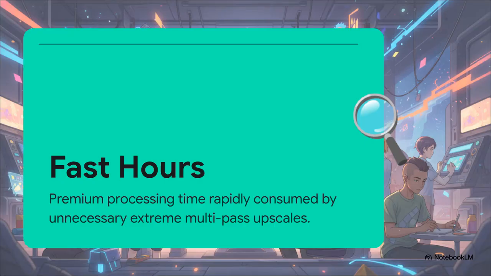Because at the end of the day, it really all comes down to your fast hours. This is the premium processing time you're paying hard-earned money for, and it gets eaten up so fast when you do unnecessary multi-pass extreme upscales. Protecting those fast hours is the ultimate superpower of this structured workflow. It actively shields you from those hidden subscription costs and the absolute nightmare of constantly needing to buy extra GPU time, which, let's face it, is a trap a lot of disorganized users fall into.